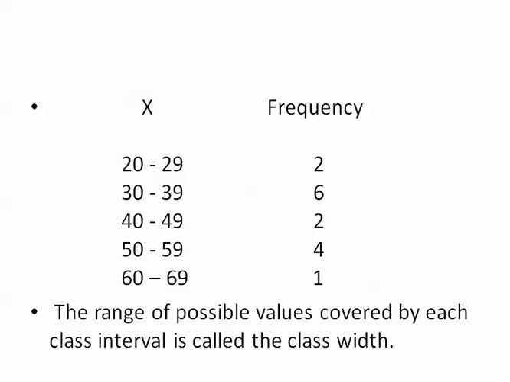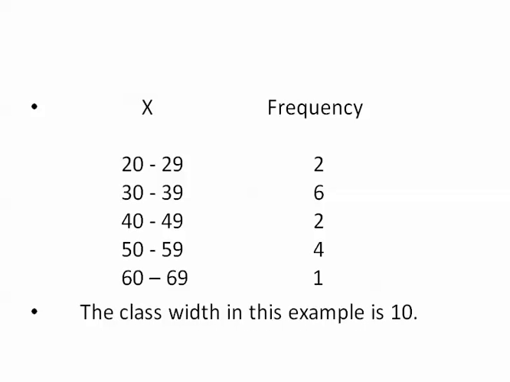There's also a different term called a class width. The class width is the span between the lowest and highest numbers inside each of the class intervals. So the class width is how far these two numbers are apart from each other. The class width in this example is 10, because what the class width actually is, is the number of numbers between this low point here and this high point right here.